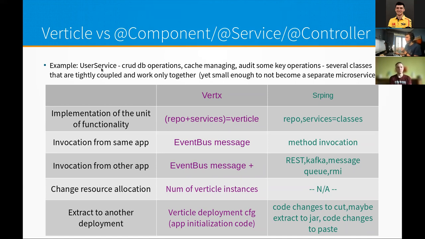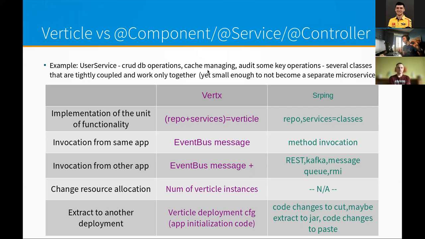So, here's the example. For example, we have a user, imagine user service. I'm pretty sure everyone has worked with something like that on any project, either you were writing it yourself, or you were seeing someone's code. But basically, this is a classic example that almost every project is using. So what should this user service contain? It should contain CRUD operations. Most probably there will be caching. So all the caching managing should happen inside that unit of functionality.